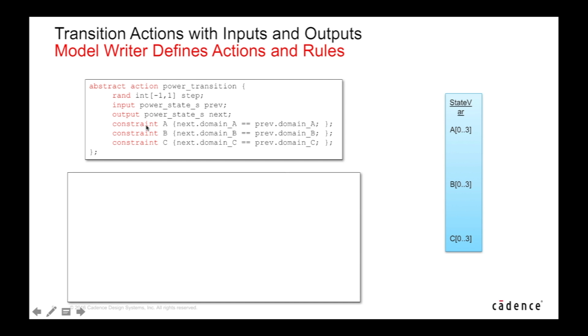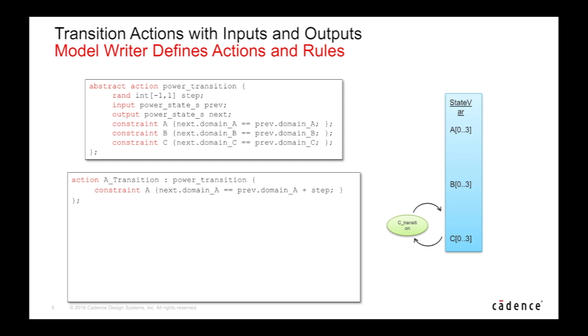By default, we have constraint A. These are named constraints. The next value is exactly like the previous. For B, it's the same. The domain B level is exactly the same as the previous, and domain C is exactly the same as the previous.